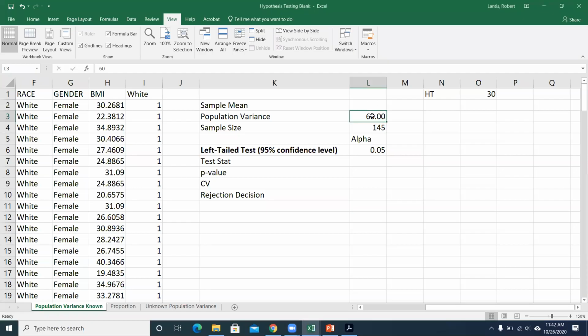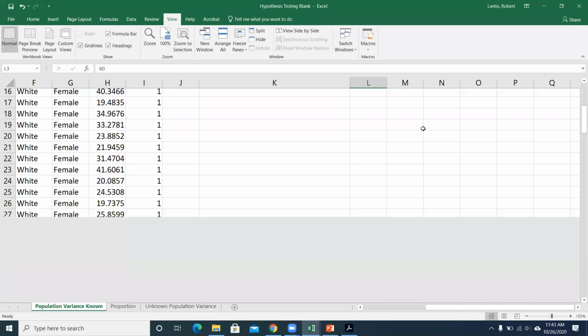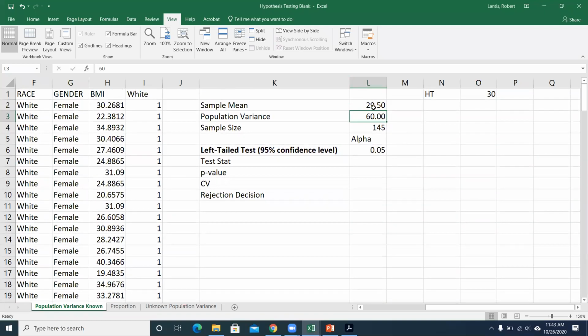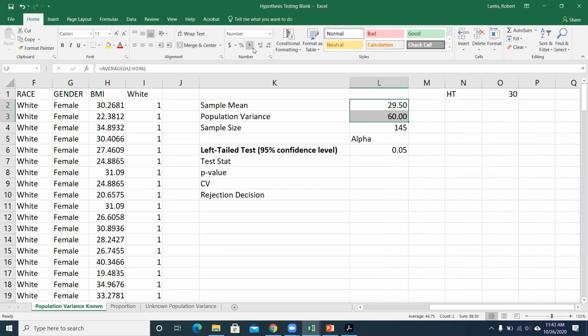We're now dealing with a given population variance. Here I'd already calculated the sample size for you. Hopefully we're familiar, it's just that count function. We've got this assumed true value of 30. We can find the sample mean by simply taking the average of this BMI variable, so we'll select that BMI variable. We get 29.5 approximately. If we extend this, it's a little bit off of that, but pretty close. For the sake of writing it out, it makes it easier if we have it there.